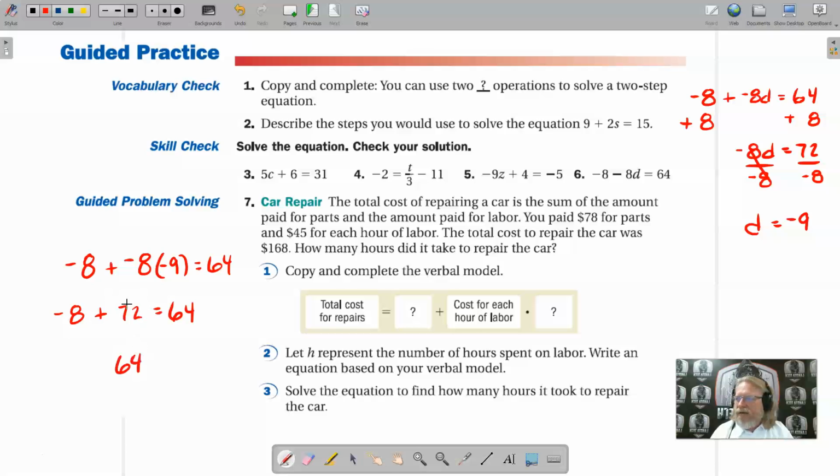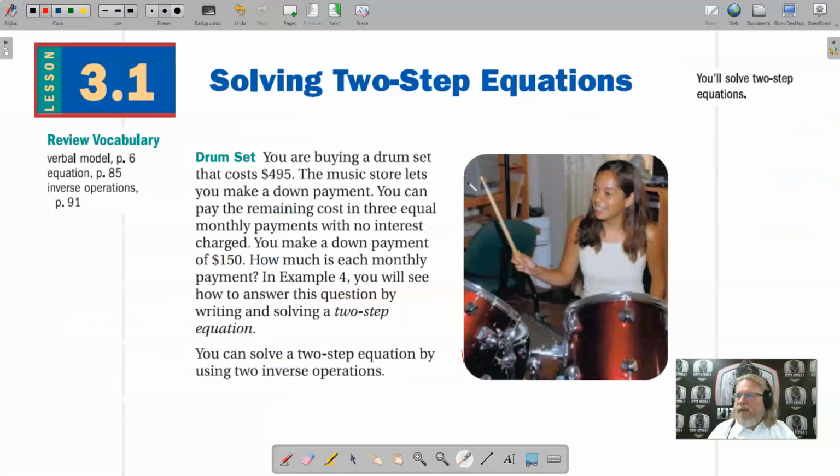And since 72 has a greater absolute value than negative 8, we're going to use the sign that matches the 72. So 72 is positive, so our 64 is going to be positive. Bring down our 64 there, and indeed, that checks out. We're good to go. All right, I think I'm going to skip the car repair for right now. If you want, you could pause it and look over it. But I think we're pretty much good to go. So that's all of my instruction for Lesson 3.1, solving two-step equations. Thank you.